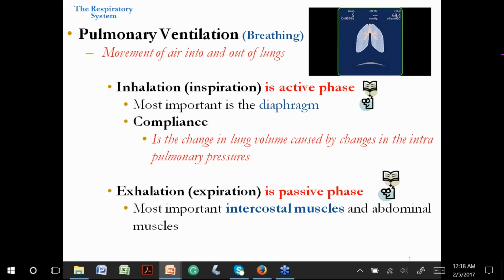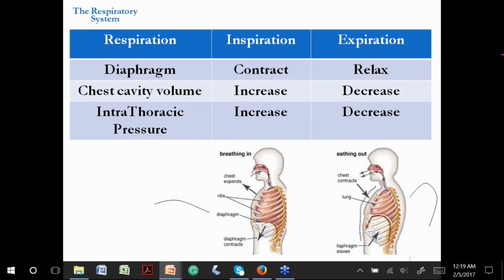Then when you want to exhale, basically you don't have to do any effort. Why? Because the muscles are going to relax and they create a negative pressure, and you are going to be able to exhale without any effort. So that is why it's the passive phase.